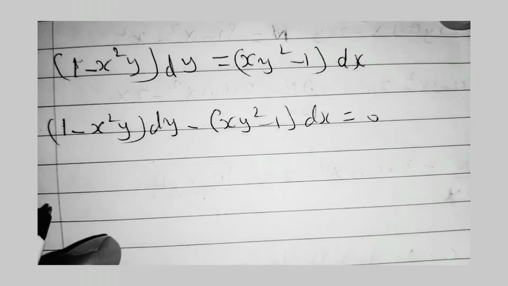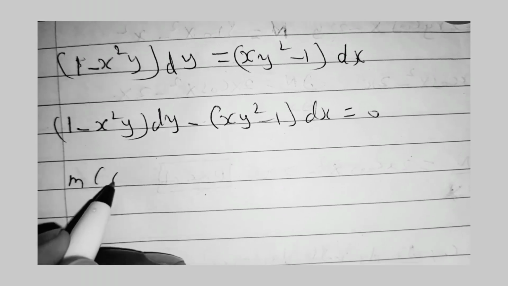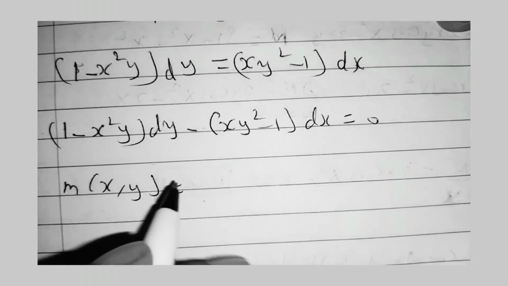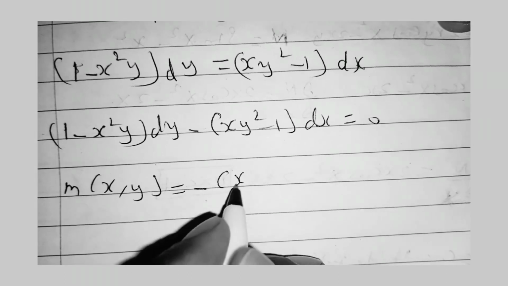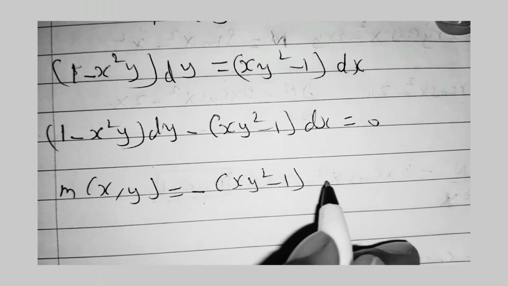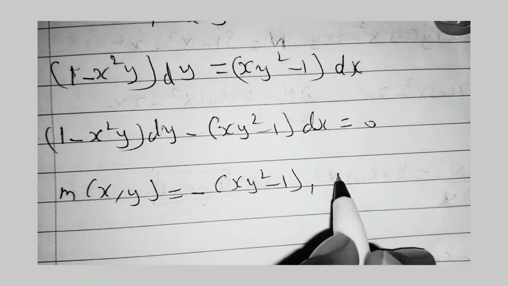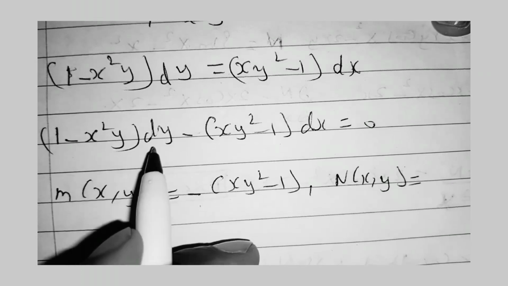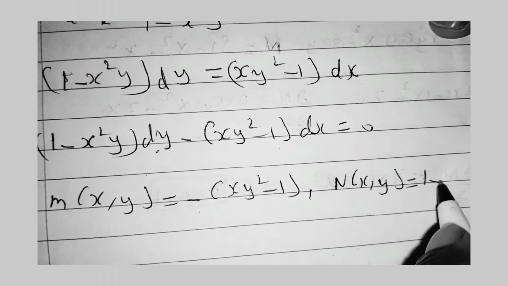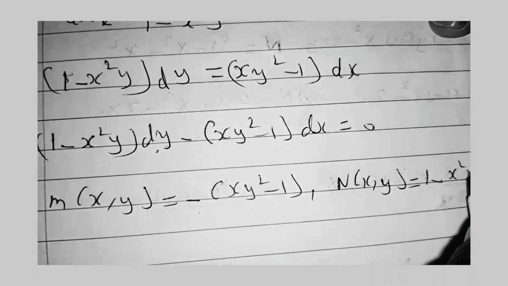Once we have done that, then we write our M, which is a function of x and y. M is the function which corresponds to where dx is. It is negative (xy squared minus 1). Then you write your N, which is also a function of x and y, which is the function where dy is. It is 1 minus x squared y.